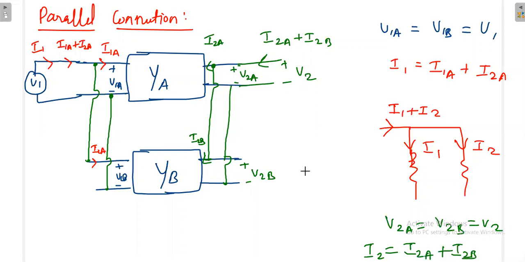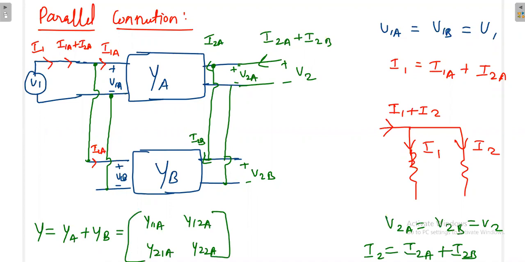So once it is a parallel connection, the voltage remains the same, the current varies. Then finally, the y parameter can be added directly. You just try to prove that: y is equal to ya plus yb, that is y11a, y12a, y21a, y22a plus y11b, y12b, y21b, y22b. So once you have a parallel connection of the network, you calculate the individual y parameters, then you directly add them.